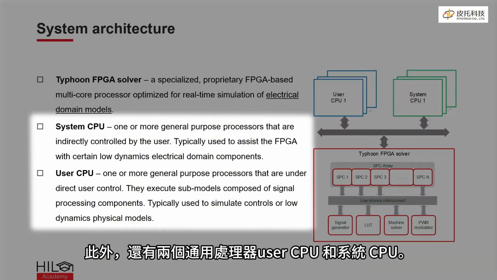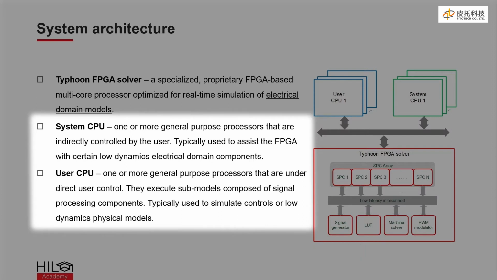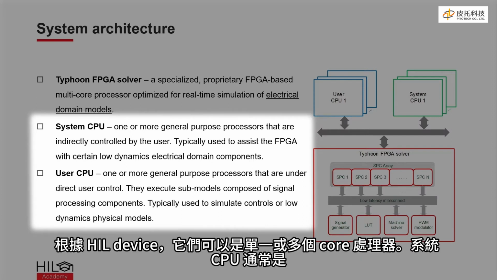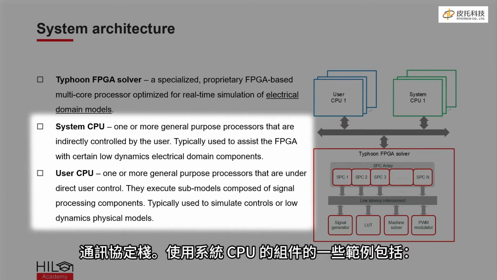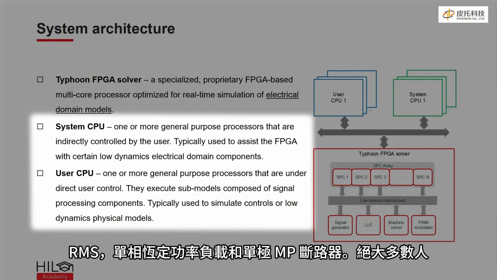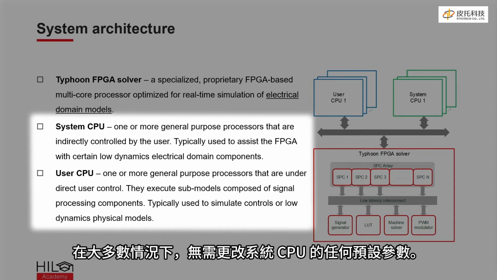In addition, there are two general-purpose processors, user CPU and system CPU. Depending on the HIL device, they can be single or multi-core processors. The system CPU is typically used to either simulate low dynamics phenomena of certain electrical domain components or to handle communication protocol stacks. A few examples of components that utilize system CPUs are voltage RMS, single-phase constant power load, and single-pole MP circuit breaker. In the vast majority of cases, there is no need to change any of the default parameters of the system CPU.